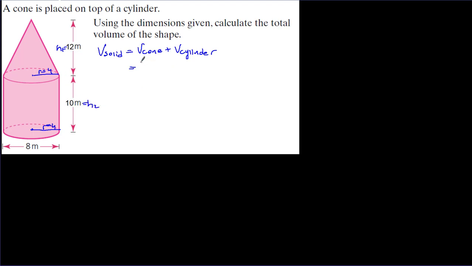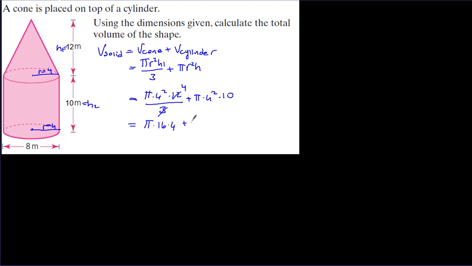Volume of cone is pi r squared H1 over 3, and volume of cylinder is pi r squared H, you remember from the previous lessons. Pi times 4 squared times H1, which is 12, over 3, and then pi times 4 squared times H, which is equal to 10. And 3 and 12 you may simplify, which is equal to 4, so it is pi times 16 times 4.